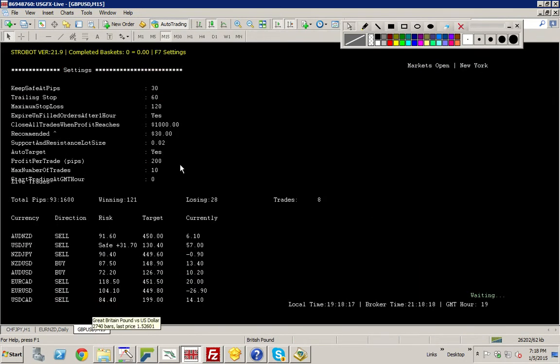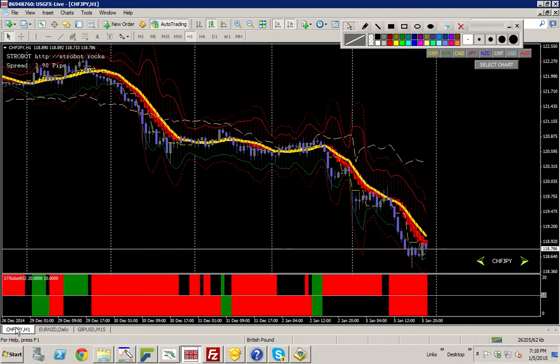So this is the actual robot trading screen. You can see your pips. It sends notifications to your email, mobile phone, and does an alert as well to say it's doing something. You can see we're currently winning 121 pips on this one, and losing a measly 28 pips on this terrible euro dollar sell. How can that be? This is my USG account.